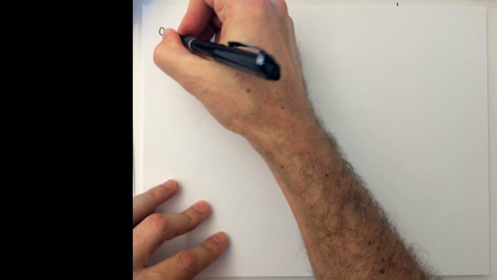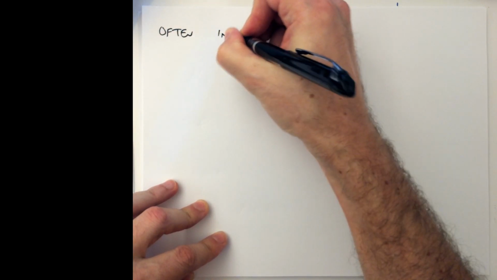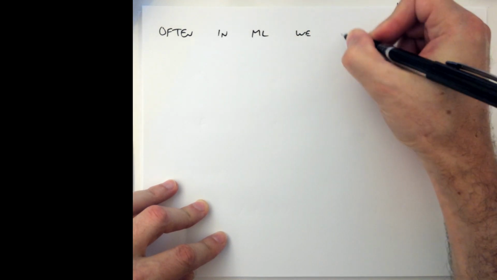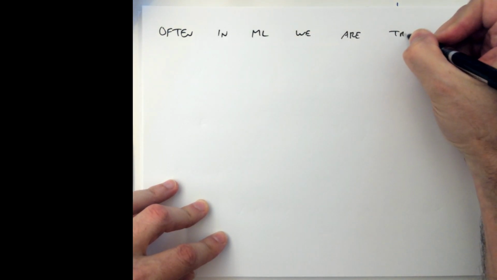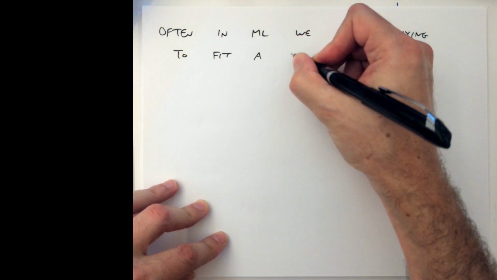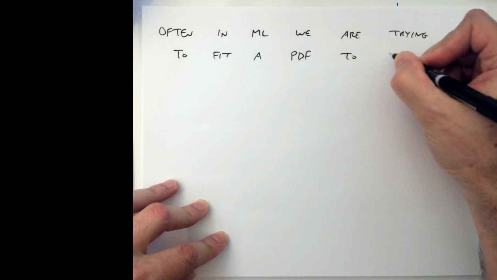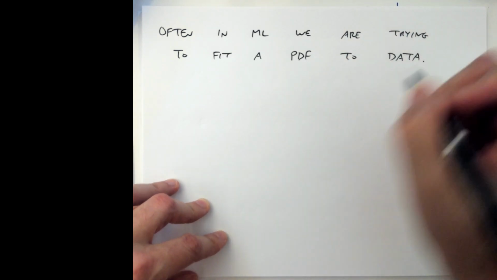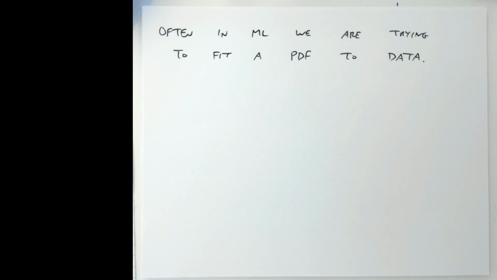So often in machine learning, we are trying to fit a PDF to data. And that's really what today's lecture is all about, right? We're going to talk about doing that in two ways today. One is called parametric density estimation, and the other is called non-parametric density estimation.